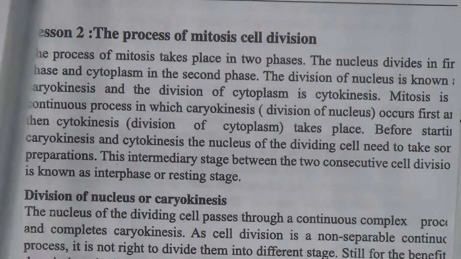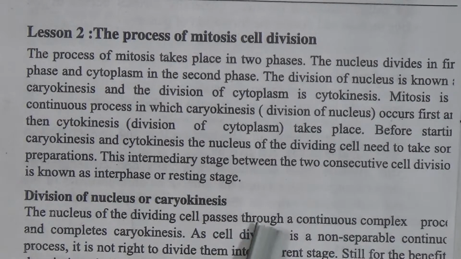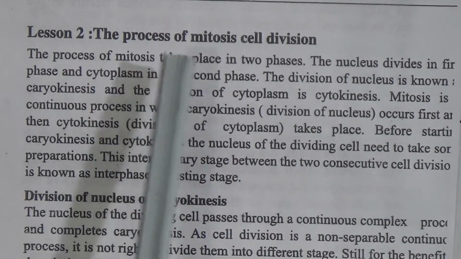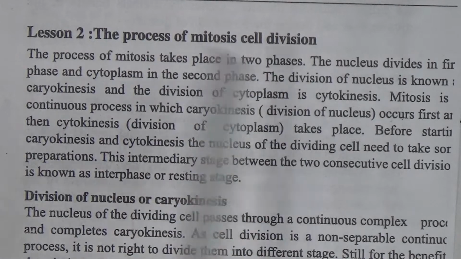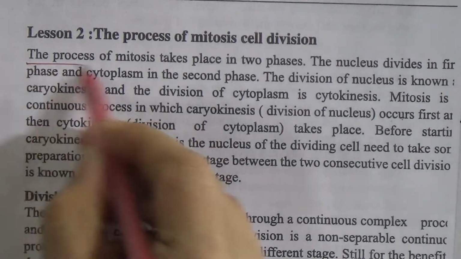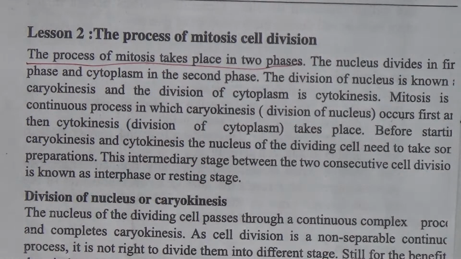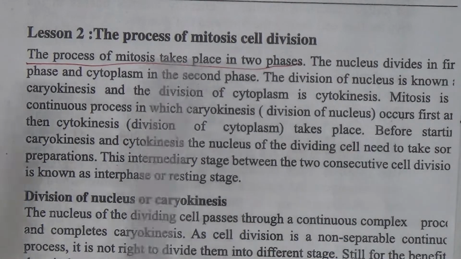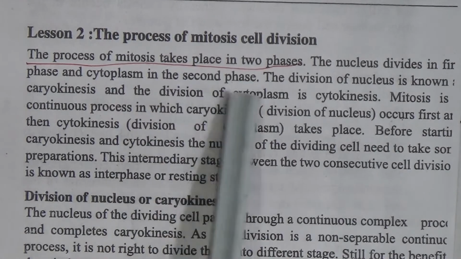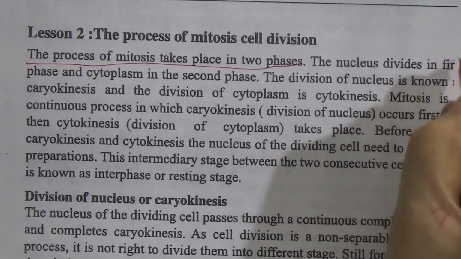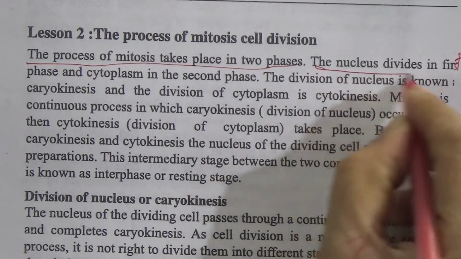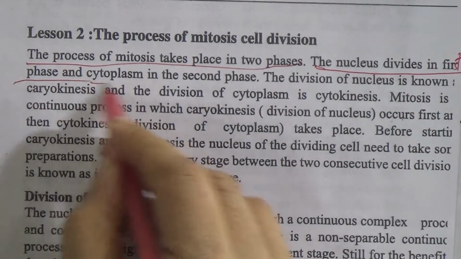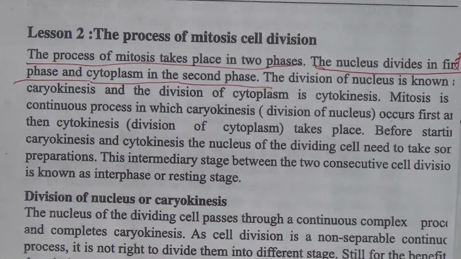Now we will discuss the process of mitosis cell division. My dear students, the process of mitosis takes place in two phases. Underline this. The nucleus divides in the first phase and the cytoplasm in the second phase. And the division of the nucleus is known as karyokinesis.